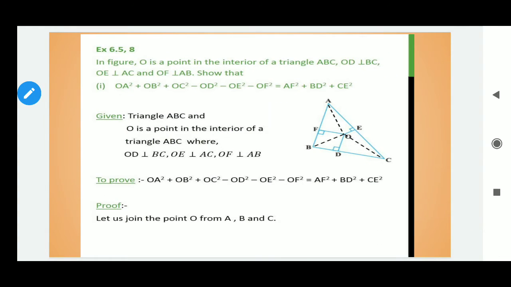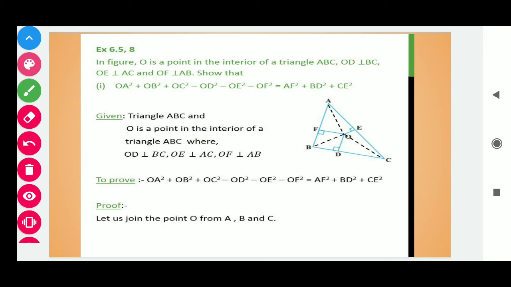Exercise 6.5, question number 8. In figure, O is a point in the interior of triangle ABC. OD is perpendicular to BC, OE is perpendicular to AC, and OF is perpendicular to AB. Show that AO square plus OB square plus OC square minus OD square minus OE square minus OF square is equal to AF square plus BD square plus CE square.